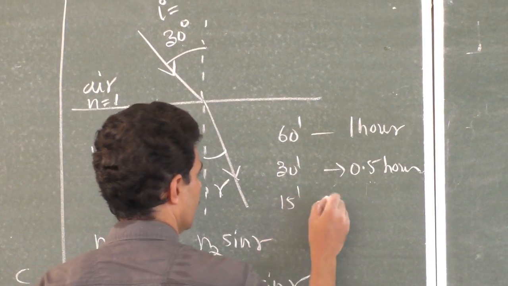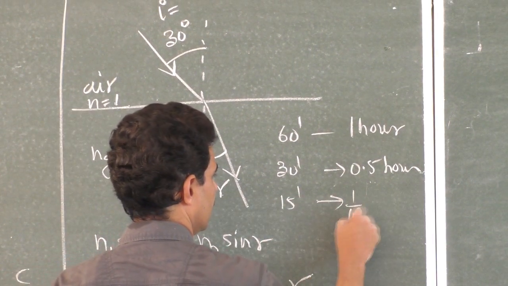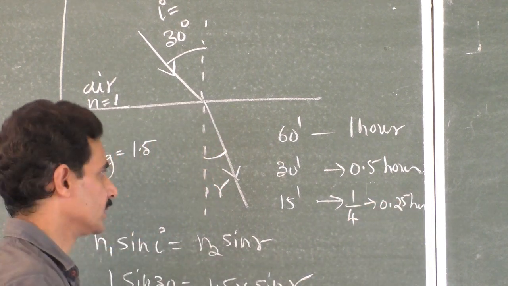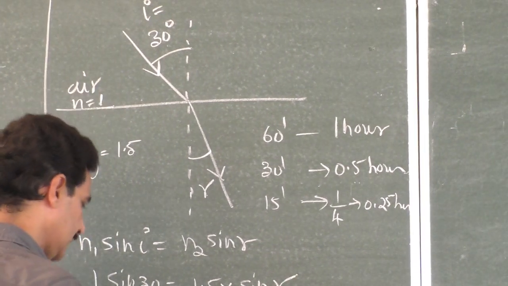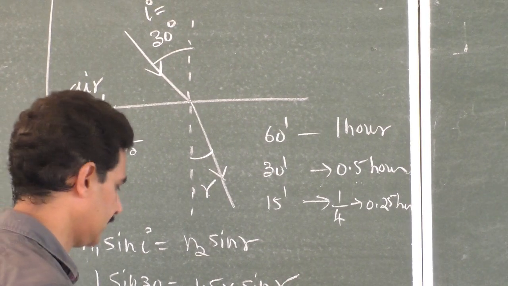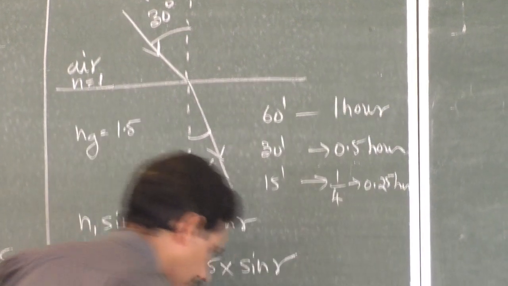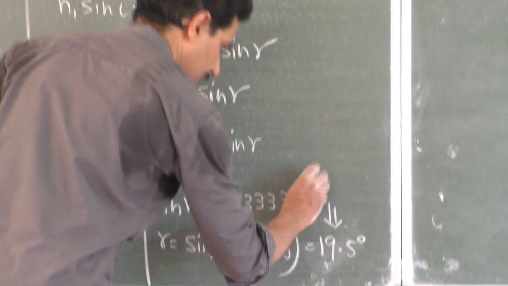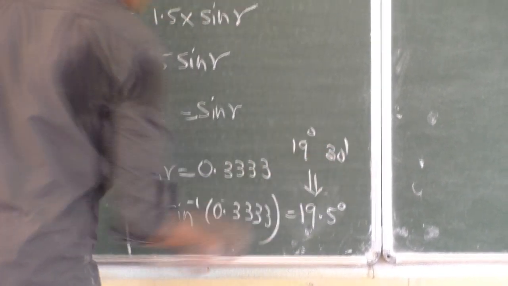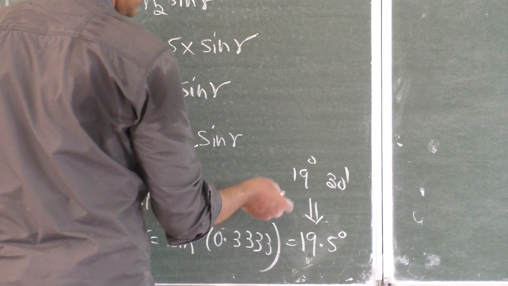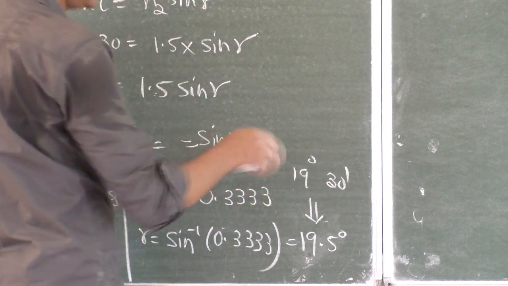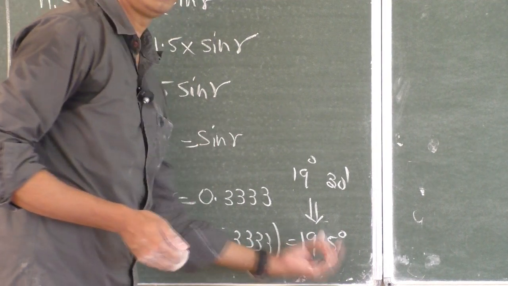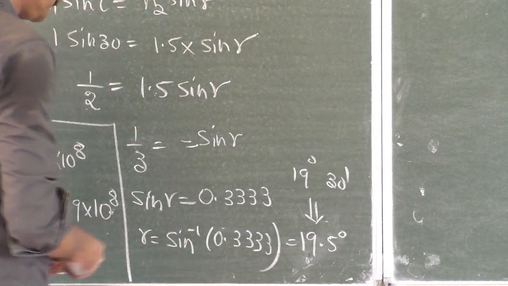And 15 minutes is 1/4 of an hour, that is 0.25 hours. In the same way, you can write this as 19 degrees 30 minutes, that is 19.5 degrees. That is what we have got. Remember, when you write time like 1 hour 30 minutes, 1 hour is different, 30 minutes is different. If you want to club 1 hour and 30 minutes, you have to write 1.5. Okay? So that is the answer.